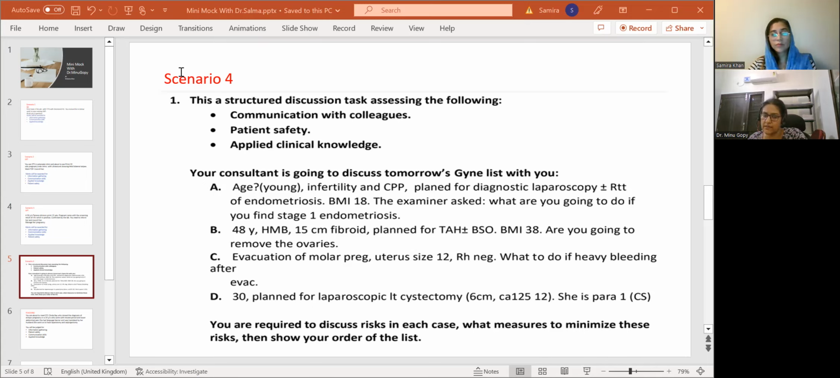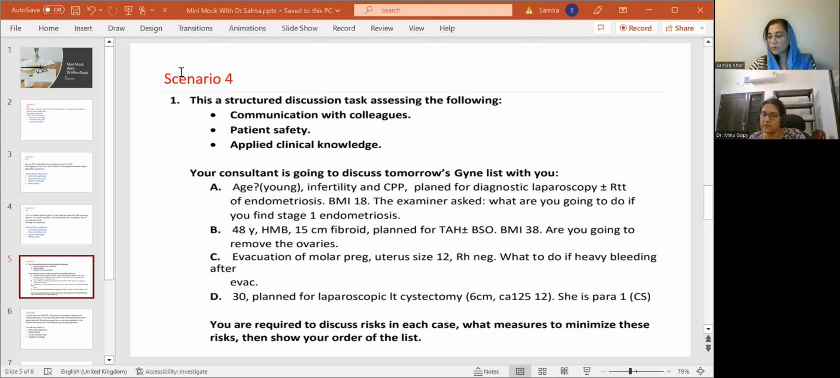On the consent form, I would like to tell her that sometimes in laparoscopy, we may not be able to find a cause. And if there is a cause which we are able to find, then we can do the ablative procedures or excision in that case. Also, the chances of bowel and bladder and blood vessel injury, I will tell her.